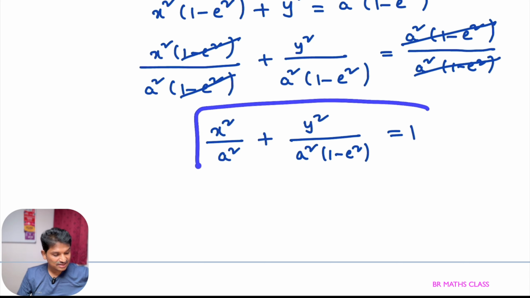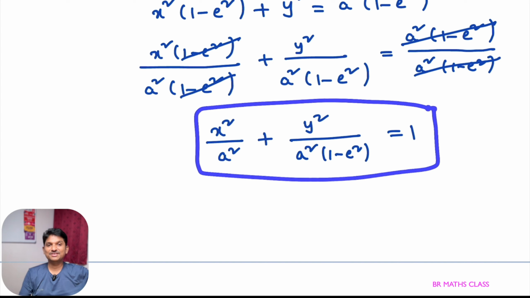Actually, this is the equation of the ellipse, right? But we always see x square by a square plus y square by b square equal to 1 as the equation of the ellipse.